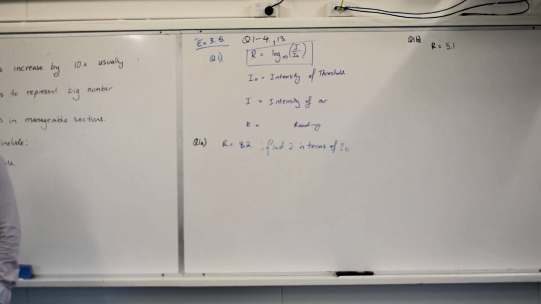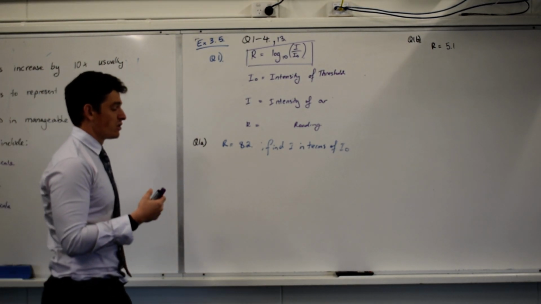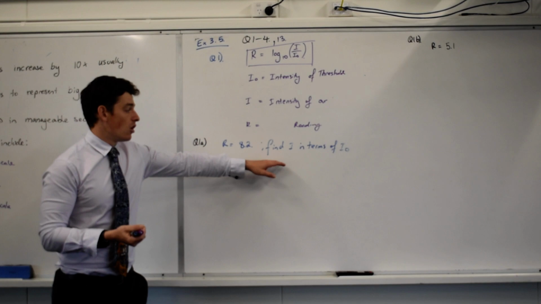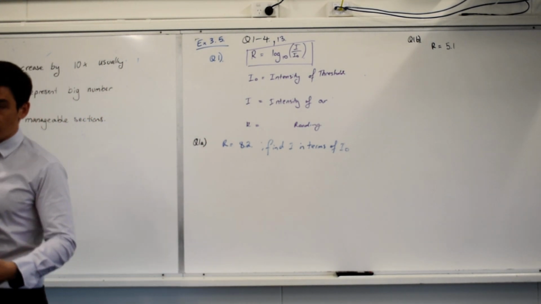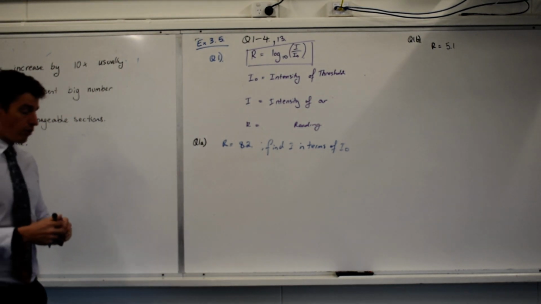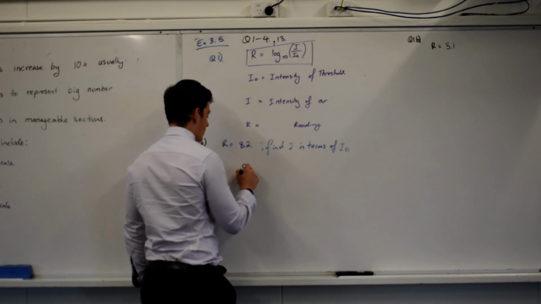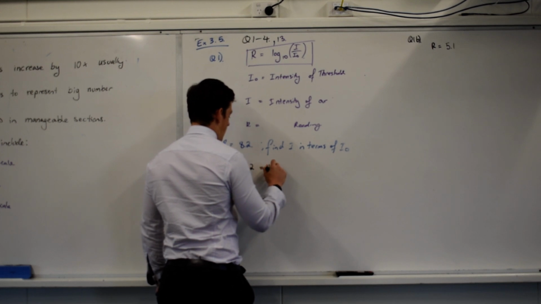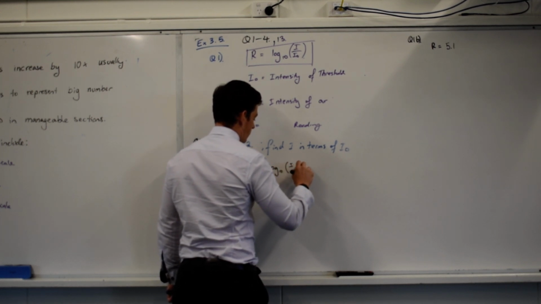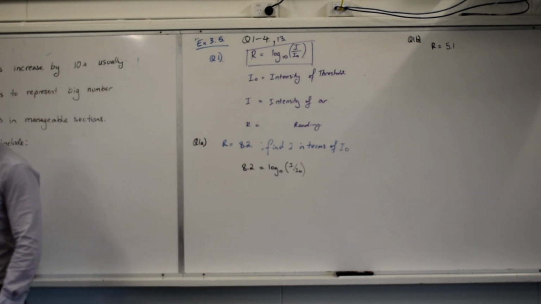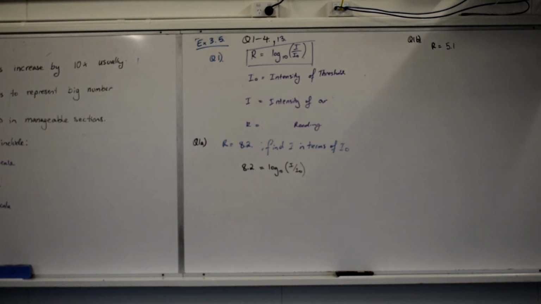Now we don't know what the intensity of a baseline earthquake is. We don't need to know. We just need to know I in terms of I naught. So our answer should have I naught in it when we finish up. I'm going to write in what I know. So I know that R equals 8.2. And even if I knew nothing about logs at this stage, I reckon most of us could identify the next step. So I want you to think for 5 seconds, what is the next step in this problem?